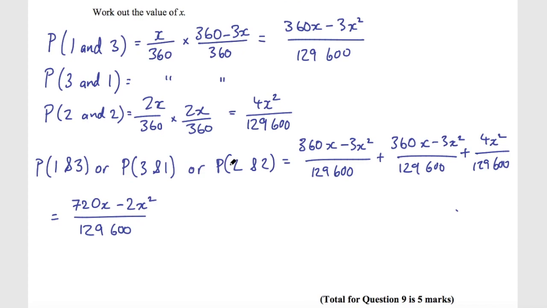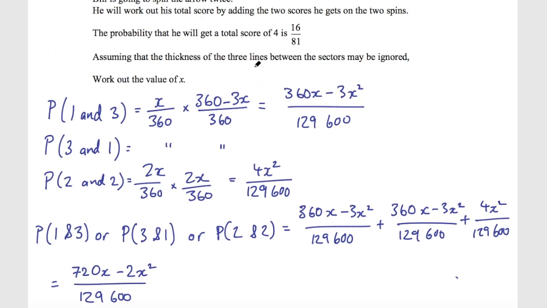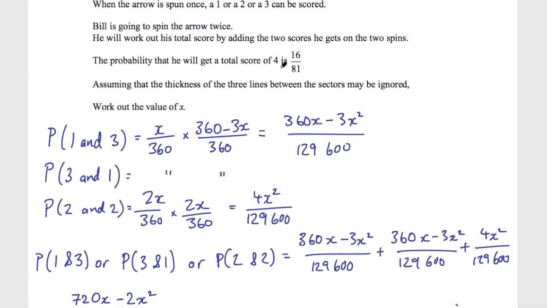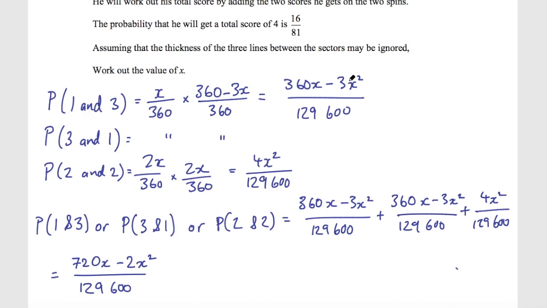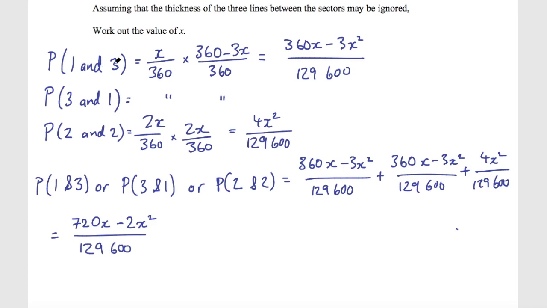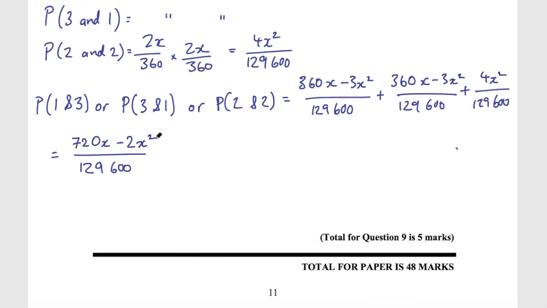129,600. Okay, so why have I done all of that? It's because they've told us that the probability of getting a 4 is 16 over 81. So I've worked out this in relation to x, and this is going to allow me to solve for x. So probability of 1 and a 3, or 3 and a 1, or 2 and a 2 was 720x minus 2x squared over 129,600. And all of this equaled 16 over 81. And then I can go ahead and solve for x.